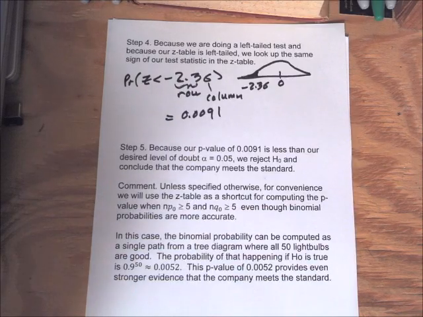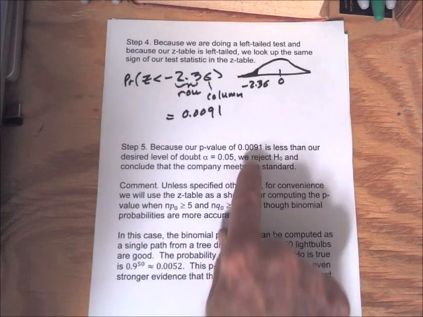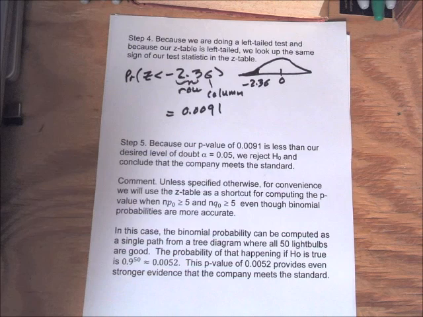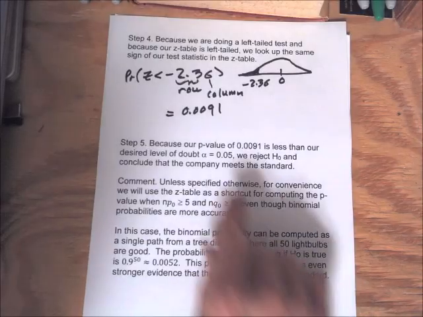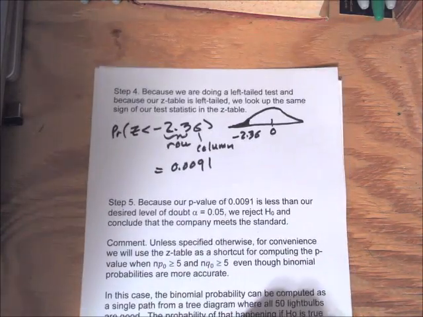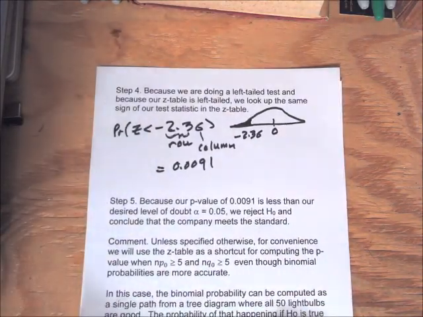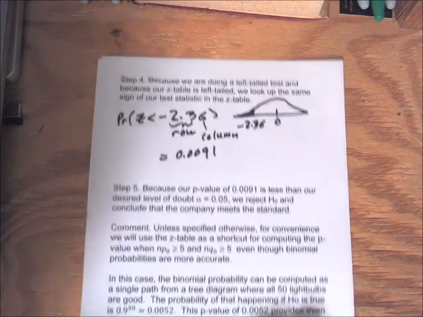And that provides even stronger evidence, even smaller than our previous p-value. Keep in mind the p-value is the probability of making an error, so you want that to be small. And so this provides even stronger evidence, 0.005 compared to 0.009. And that concludes this presentation.